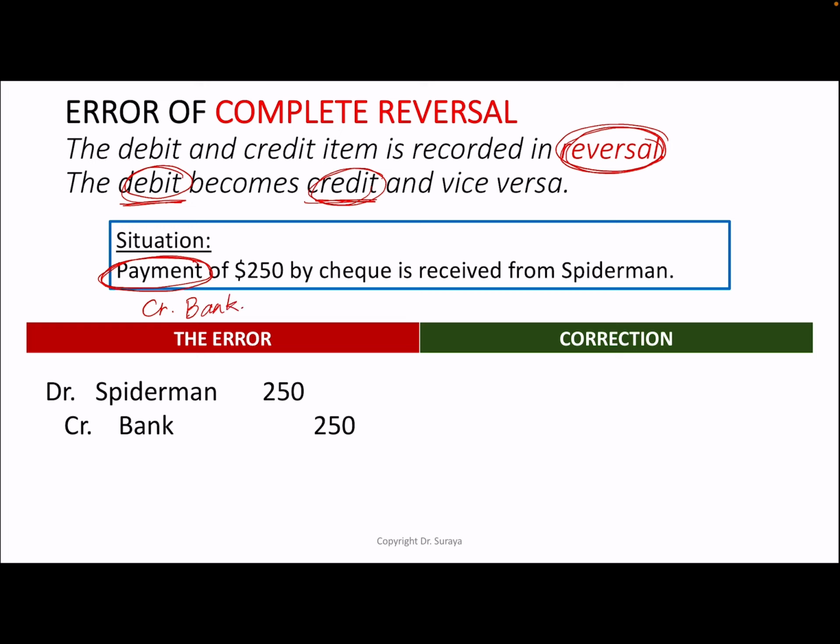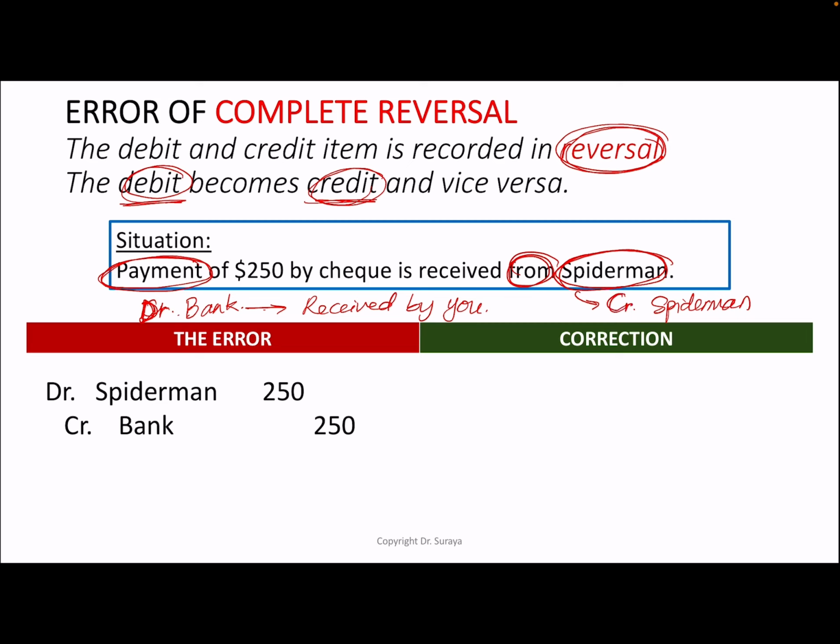Payment is received from Spider-Man, so it's debit bank, because you have received it. Spider-Man is somebody who owes you, right? So it will be credit Spider-Man. This is the actual transaction, because he no longer owes you, so there is a credit Spider-Man and debit bank.